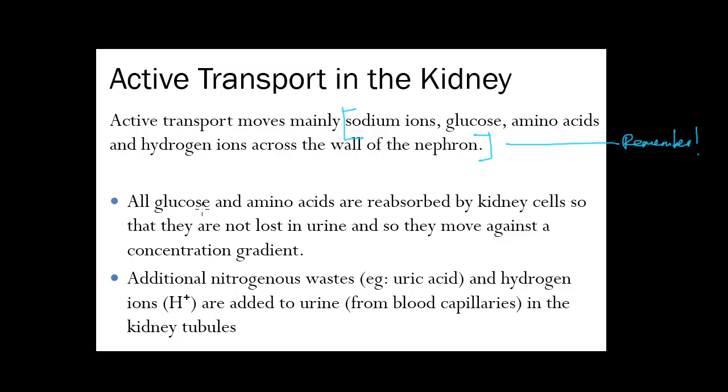Okay. All glucose and amino acids are reabsorbed by the kidney cells so that they are not lost in urine, and so that they move against the concentration gradient. Cool. Additional nitrogenous wastes, uric acid and hydrogen ions, H+, are added to urine from blood capillaries in the kidney tubules. Don't worry too much about all this stuff. All I'd really say is remember this. All this is important. Just remember these substances and how they are transported. So these are active transport. Okay.